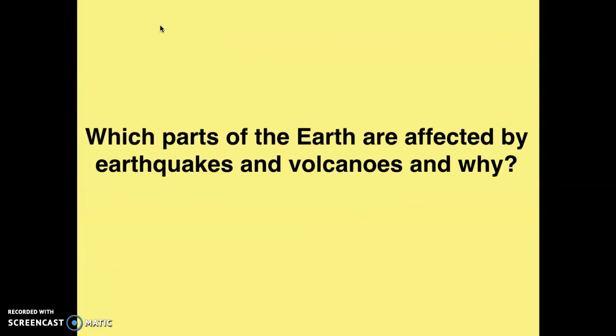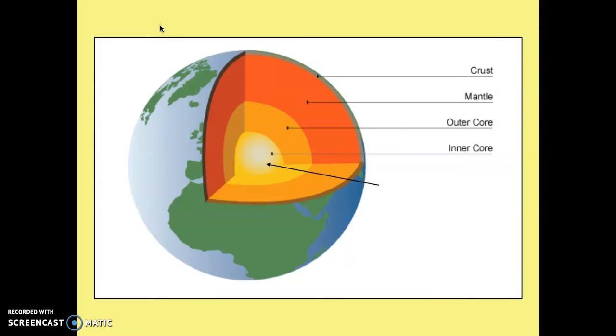Okay, today's lesson then. Which parts of the Earth are affected by earthquakes and volcanoes, and why? First we need to recap the structure of the Earth, and you learnt about this in Year 8, so a lot of this is going to sound familiar, which is good. The Earth is made up of several different layers, and the top, outermost layer is called the crust, and it's between 50 and 100 kilometres thick. In comparison to the other layers, it's like the skin on an apple. It's really thin.